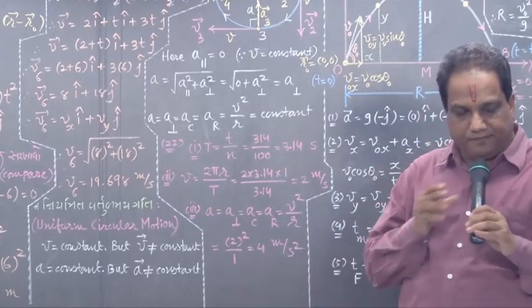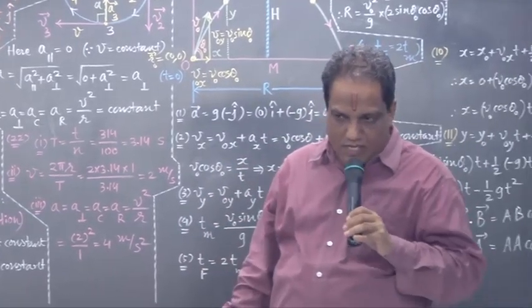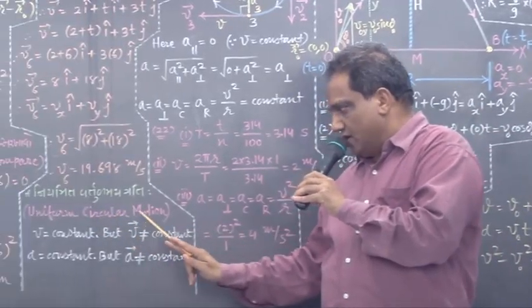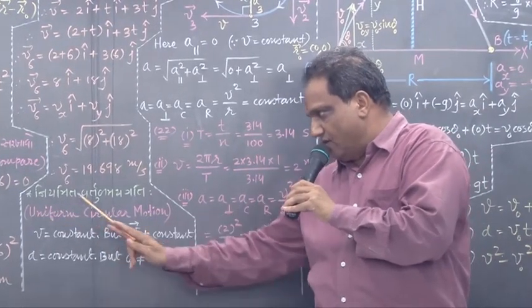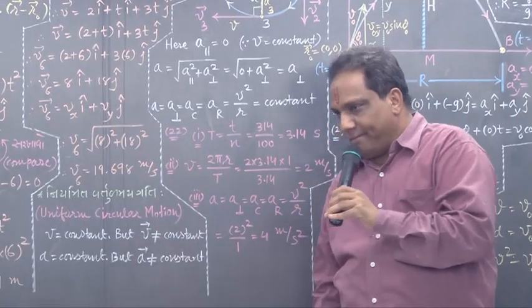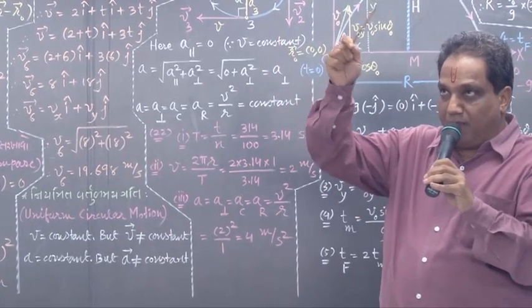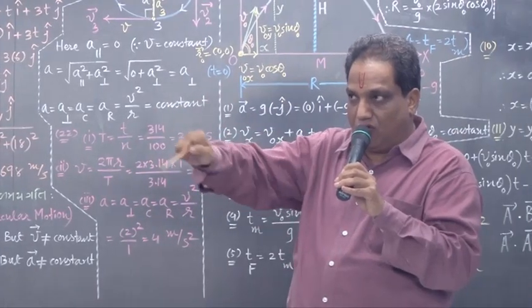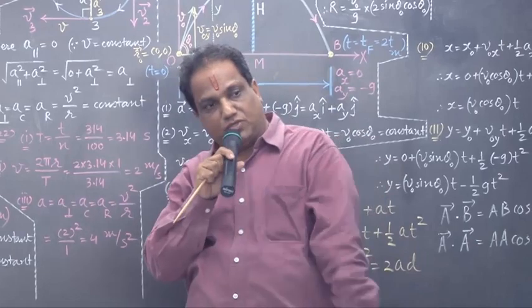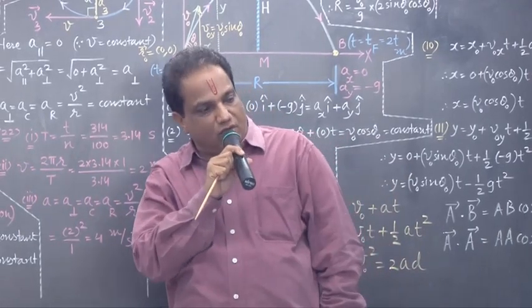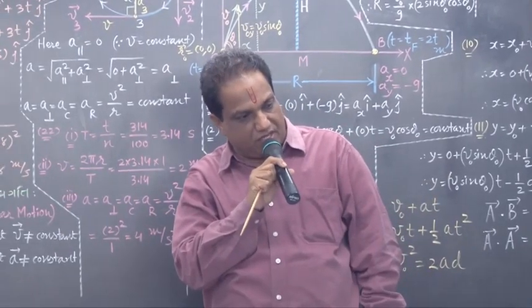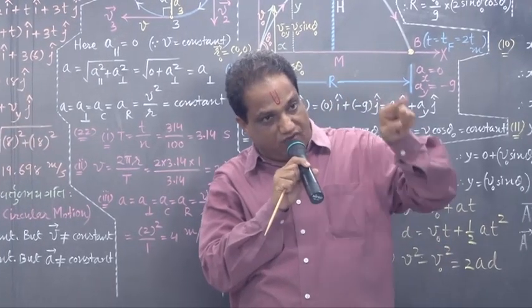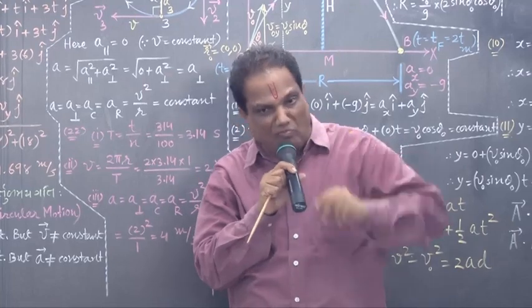Look now. What is called uniform circular motion? A circular motion performed with a constant speed is called uniform circular motion.